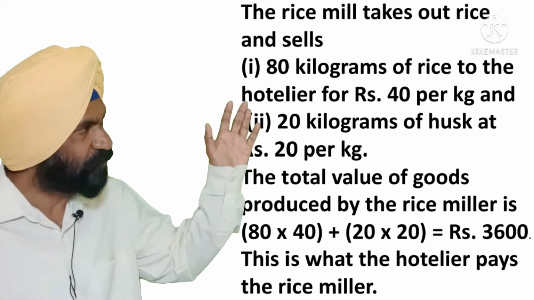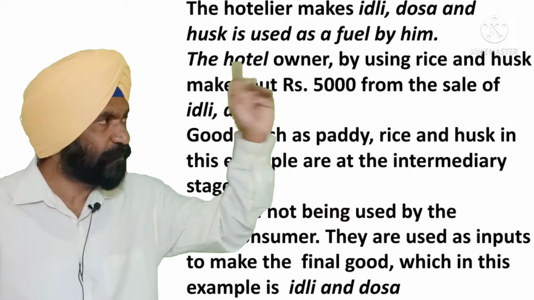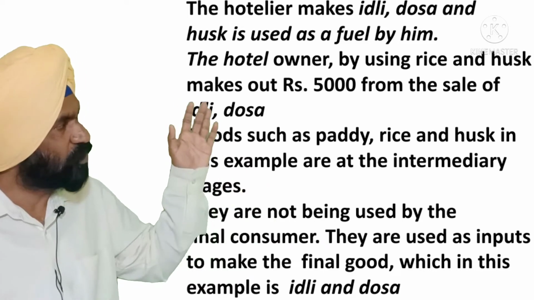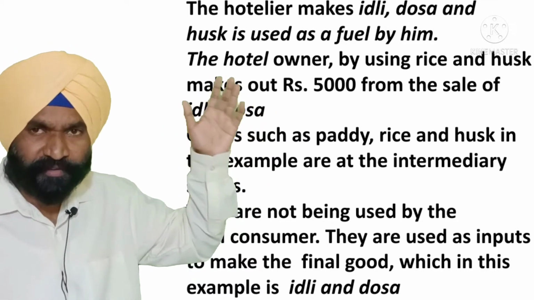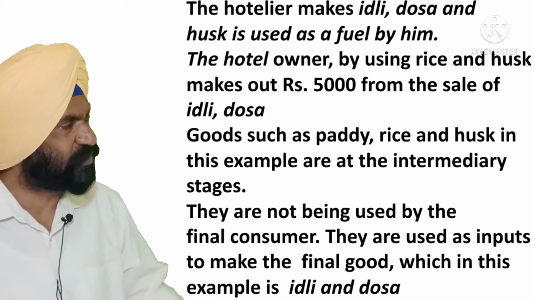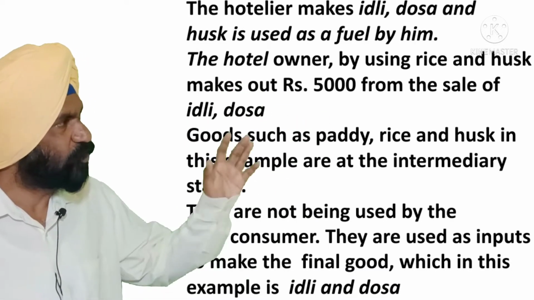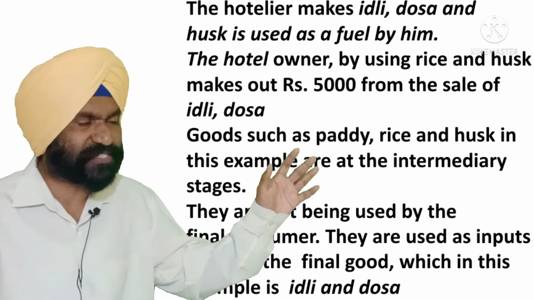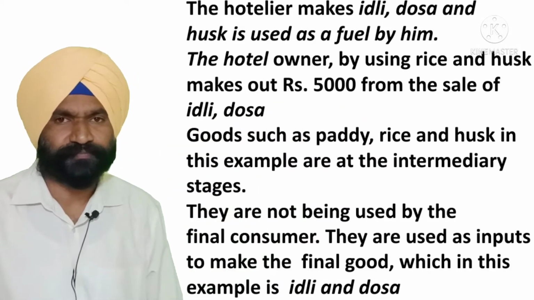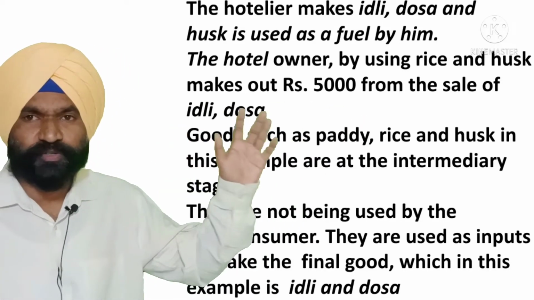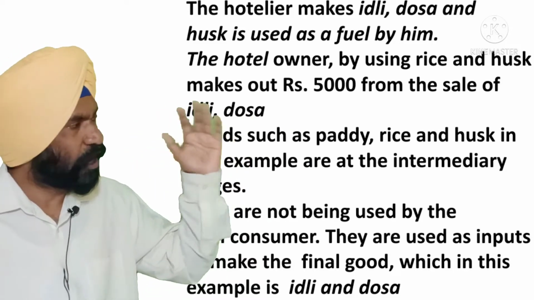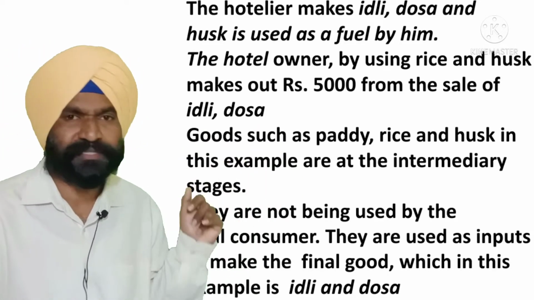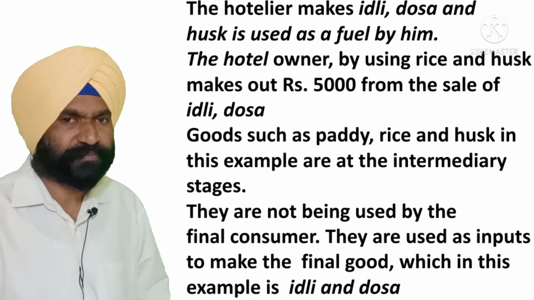Now the hotelier, after taking rice from it, makes idli, dosha and other food items, and he also uses the husk to produce fuel. After taking rice from the rice mill owner, he uses the 80 kilograms of rice for making idli and dosha, and the 20 kilograms of husk as fuel for his hotel. Now the hotel owner, by using rice and husk, makes 5,000 rupees from the sale of idli and dosha.